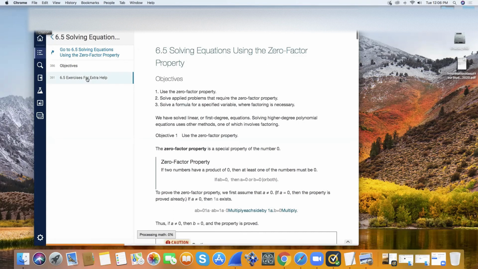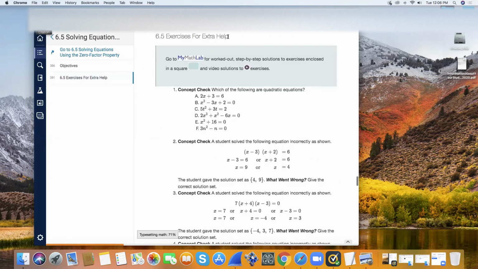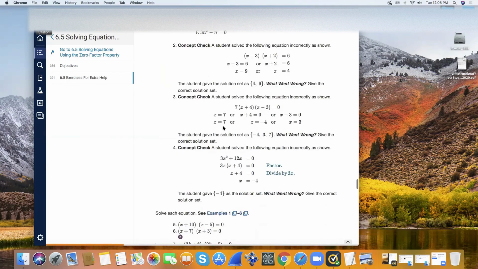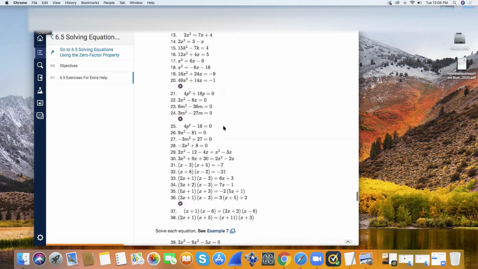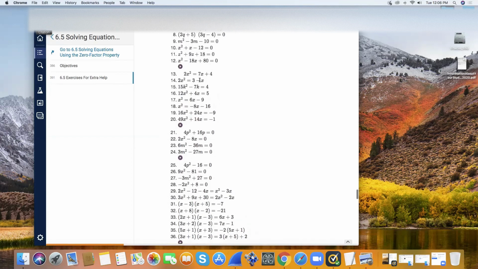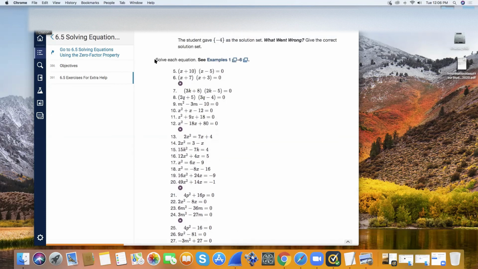And what's the problem number? Number 18. So this is 1, 2. Let me scroll down. That's number 18. And I'll do 17. So 18, the question is solve each equation.